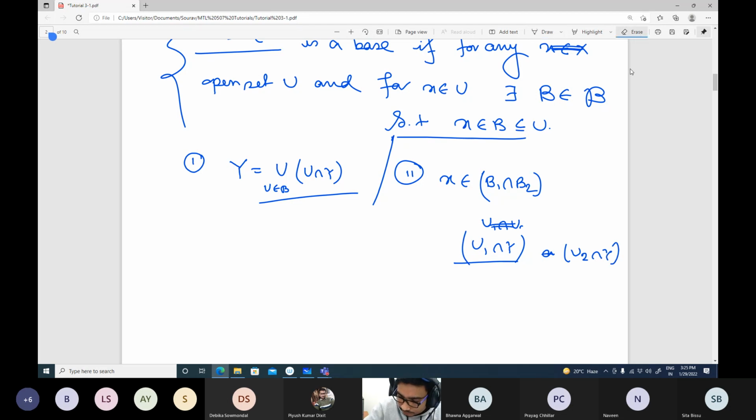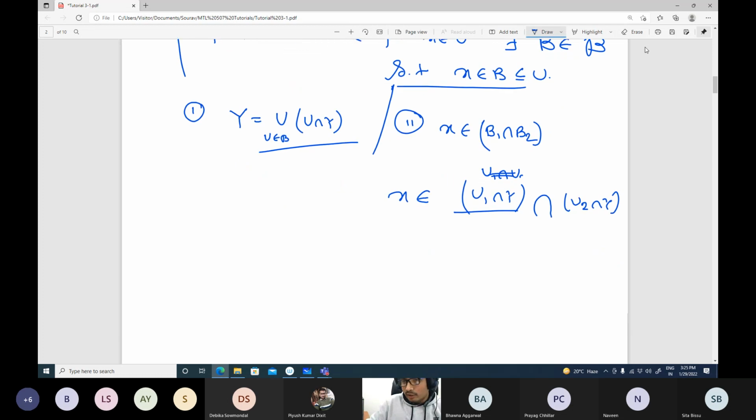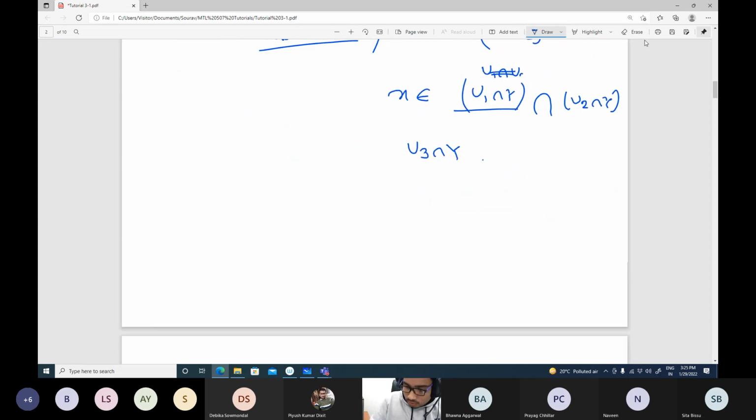Now take an element from the intersection. Okay, there you have to find out another set of the form, say some U3 intersection Y, which lies in the intersection. So now X belongs to here. So what does it mean? This means X belongs to U1 intersection U2 intersection Y.